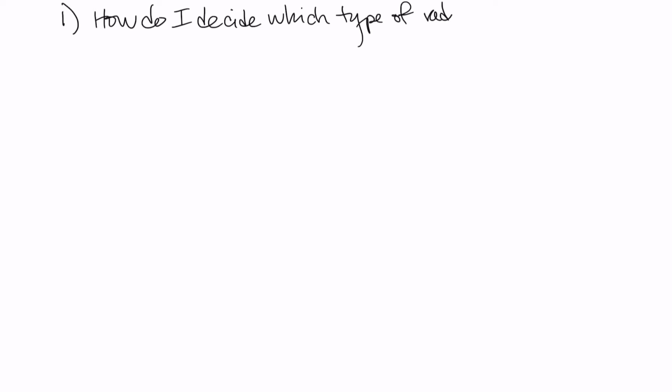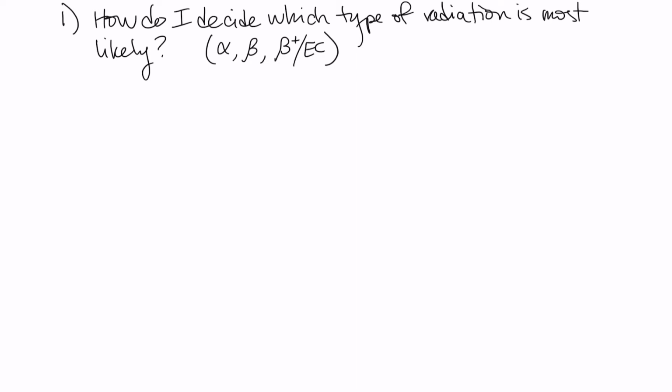So the first thing is, how do I decide which type of radioactivity is most likely? Our choices here are alpha decay, beta decay, positron emission, or electron capture. And those are really the only types that we're going to be concerned with. There are other types of radiation, but we're not going to talk about them in this class. And there's a pretty simple kind of flow chart here.